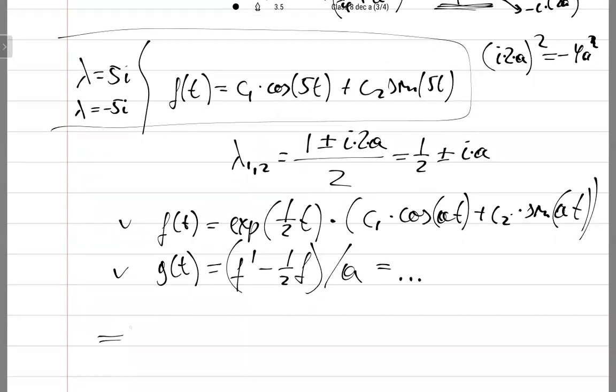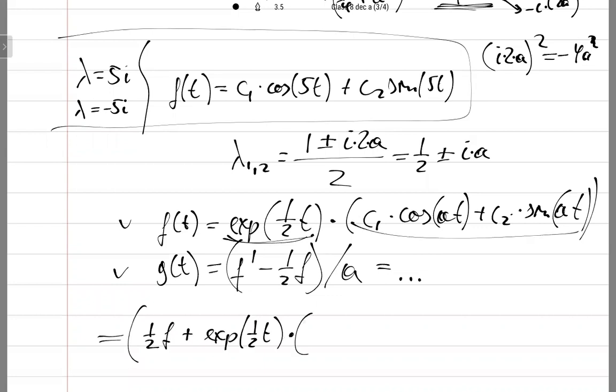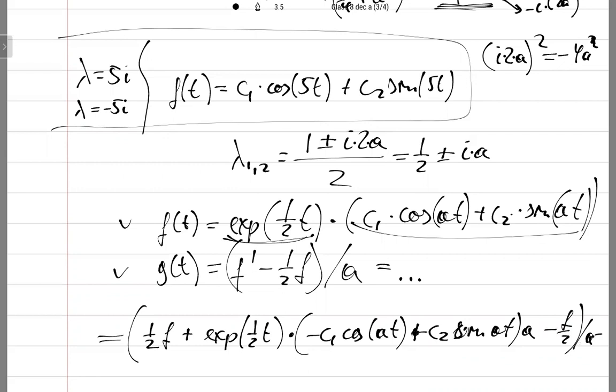But anyway, so what is the derivative? The derivative is 1 over 2 first derivative of z1 ft, plus exponent of 1 over 2t times, I take the derivative of inside brackets, it will be minus c1 cosine of at plus c2 sine of at multiplied by a minus f over 2 times a.